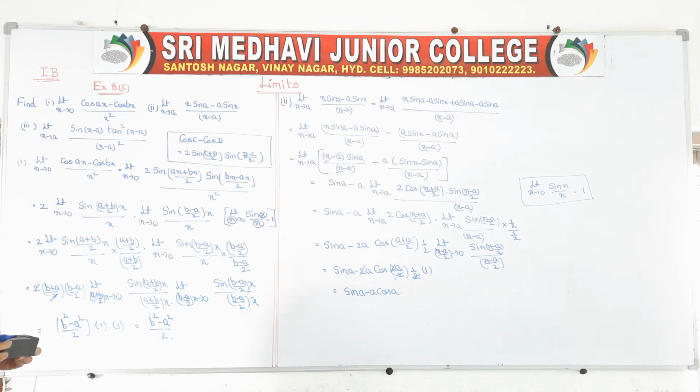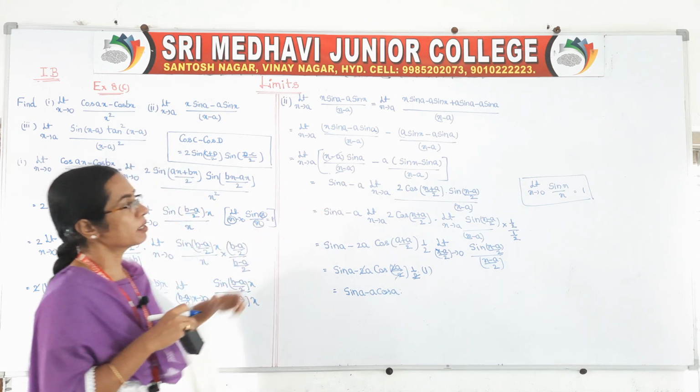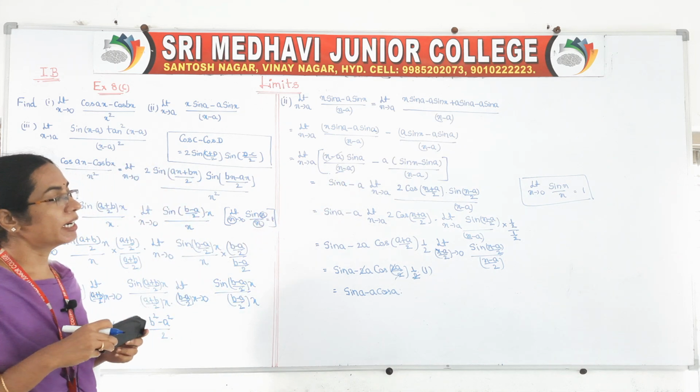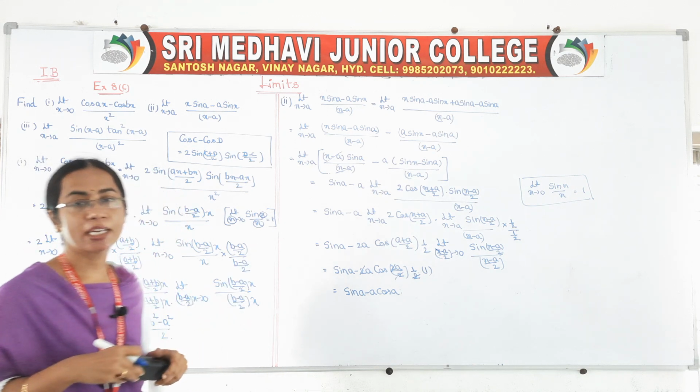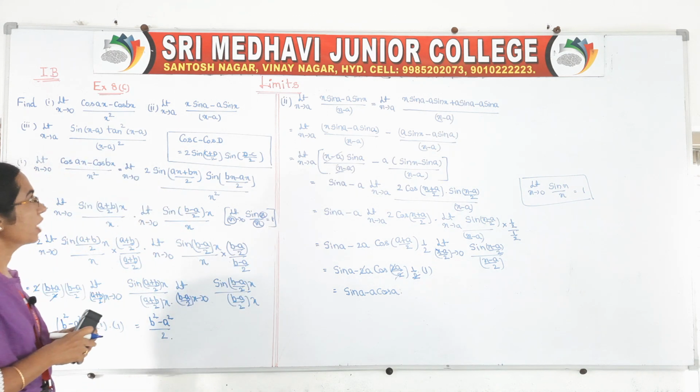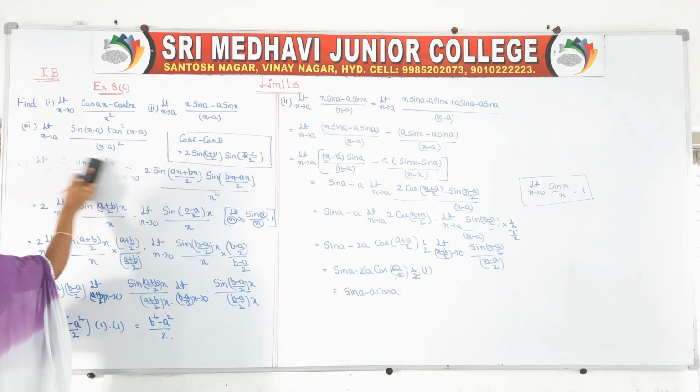So again, see, we are using the trigonometric formulas, right. Here cos c minus cos d is used, there we used sin c minus sin d. The formula 2 cos of (c plus d) by 2 sin of (c minus d) by 2 we have taken. Okay, now come to the third question.